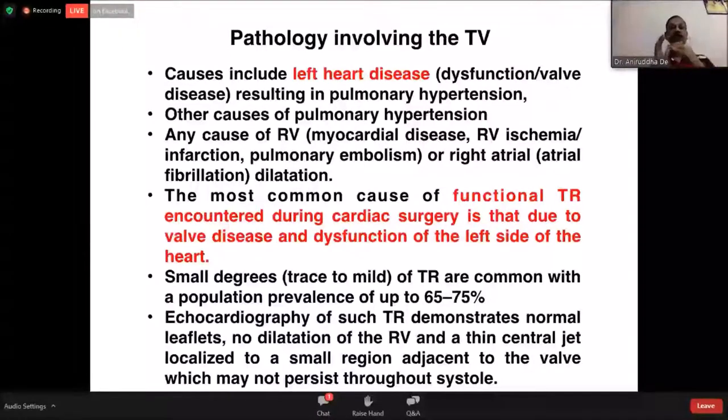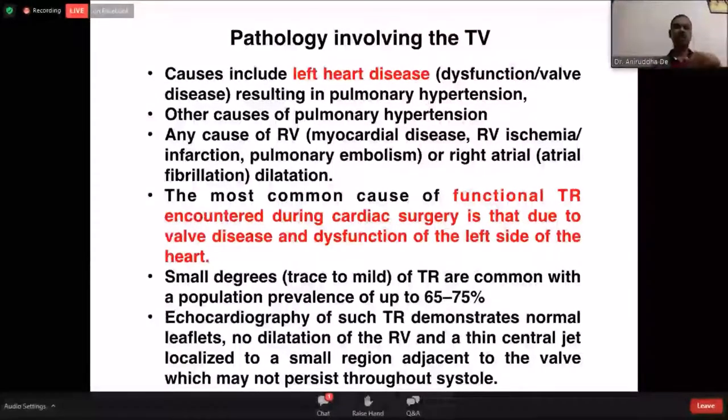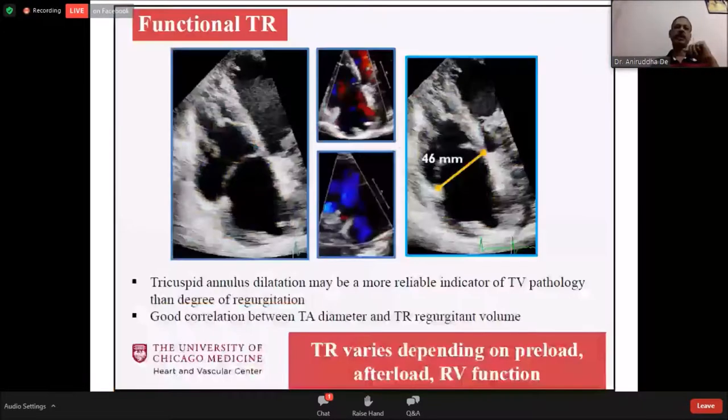Functional TR is encountered during cardiac surgery due to valve disease and dysfunction of the left side of the heart. A small degree of TR is common, and that is usually a thin central jet. See, here is the basic difference. When you evaluate the mitral valve and the tricuspid valve, these are different valve orifices, with different subvalvular apparatus and a different ventricle. But here we are assessing TR and MR in similar ways, and that's why there is a paradox.